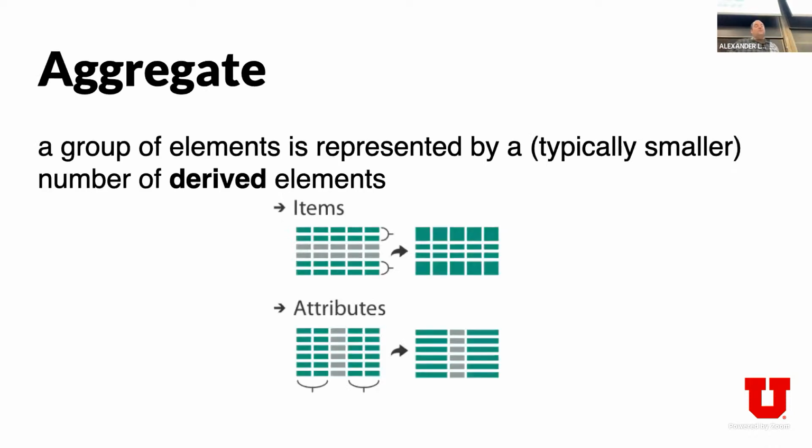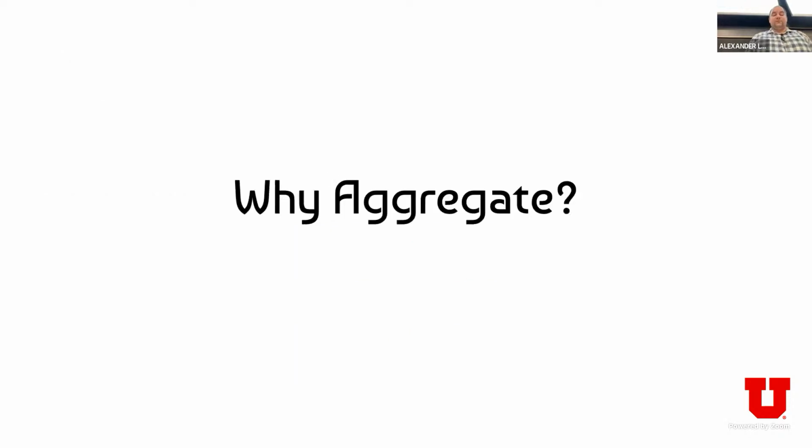Great. So that's all I wanted to say about filtering. And now the main topic of today is aggregation. Aggregation is replacing a group of elements by a typically smaller number of derived elements, either the items or the attributes.